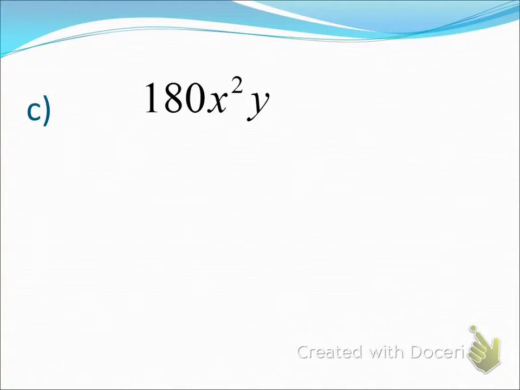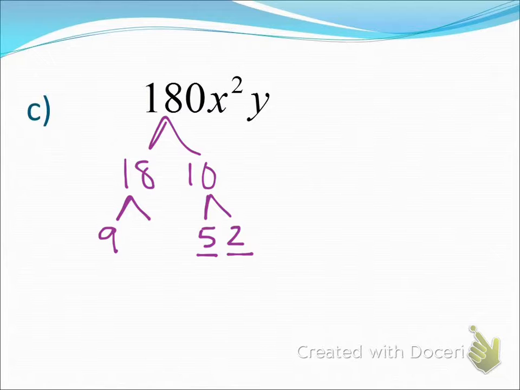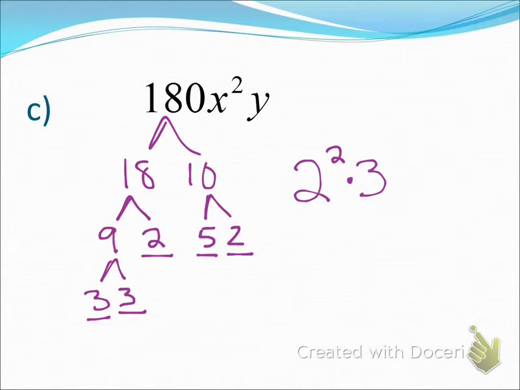All right, I am only going to do a tree for the 180. We'll do the variables at the end. 18 and 10. 5 and 2. 5's prime, 2's prime. 9, 2. 2's prime. 3 and 3. Prime, prime. So I am going to do 2 squared times 3 squared times 5.